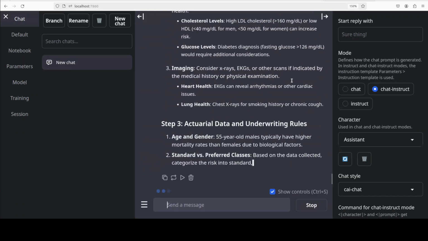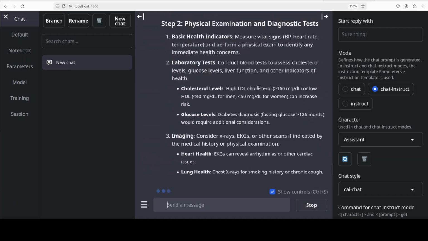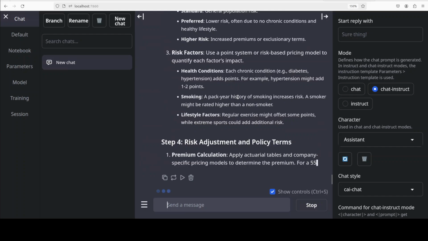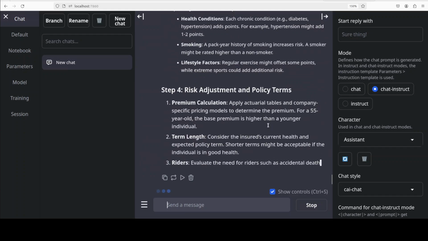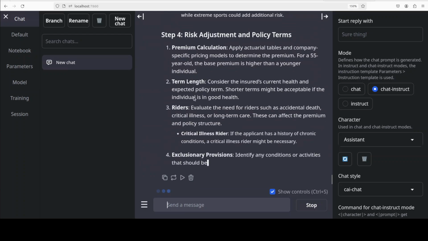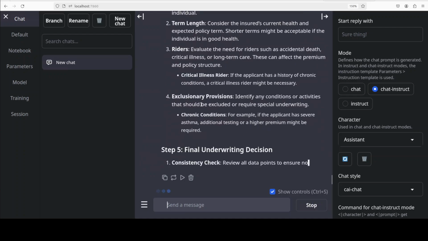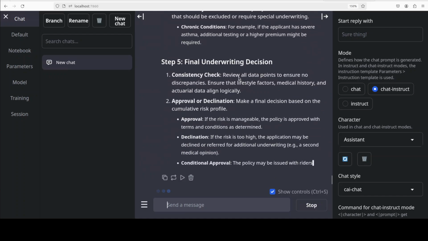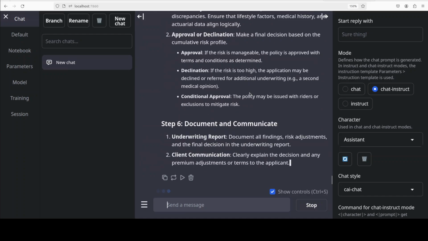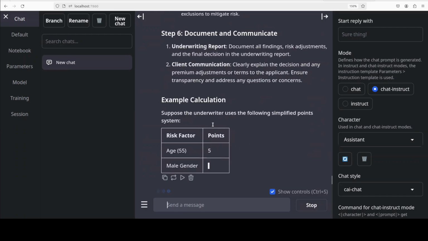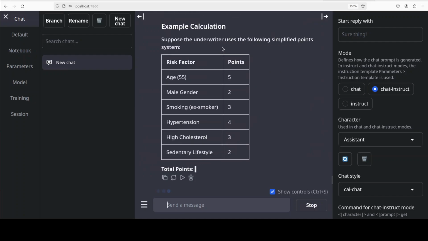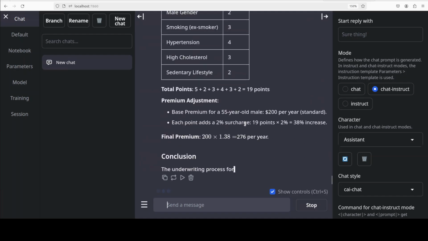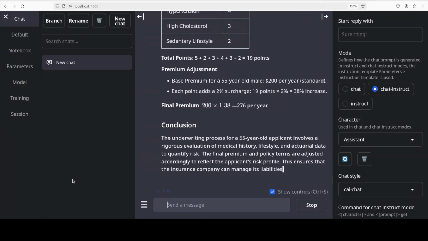There you go. So you see it is just talking about a few different sorts of stuff. And then because it's a male, it has directed it towards a male. And then risk factors, policy terms. And all the terms which you are looking at here are very directed towards that domain. And then this is the final underwriting decision. Wow, it is even giving us an example calculation. There you go. And then adjusting the premium accordingly. This is unreal.